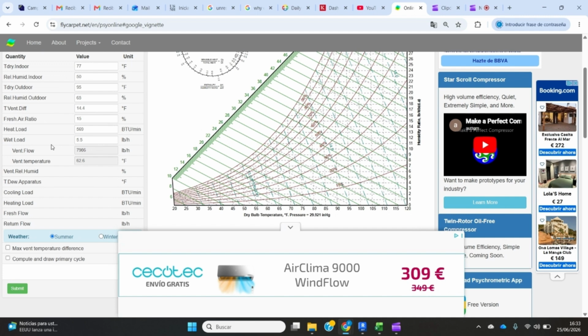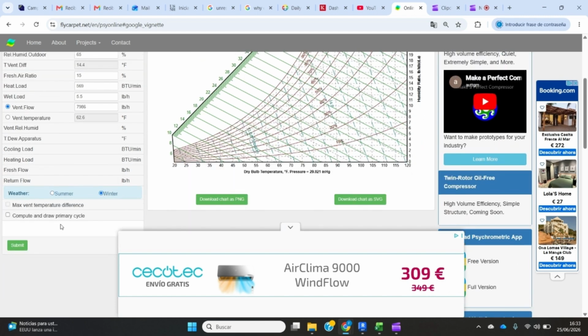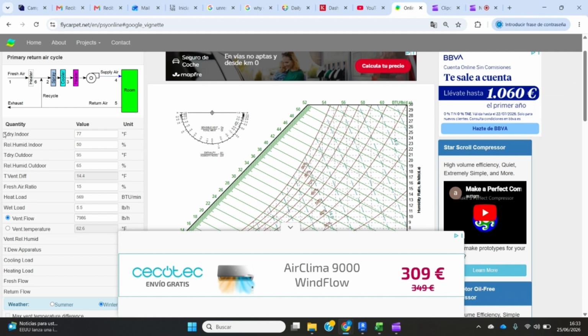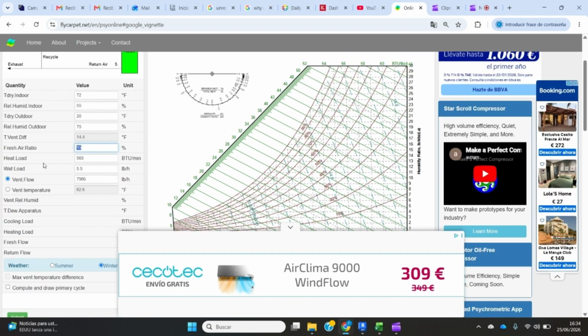Here we have different parameters. We're going to try winter. And what do we have here? We have indoor temperature and indoor relative humidity. Okay, so imagine that we have like 72 indoor conditions, 72 Fahrenheit, and the relative humidity can be comfort 55. Then we have the outdoor conditions, outdoor temperature, outdoor relative humidity. If it's winter, outdoor temperature, it's cold, let's say 20, and relative humidity, let's say 75. And then here we have heat load and wet load.